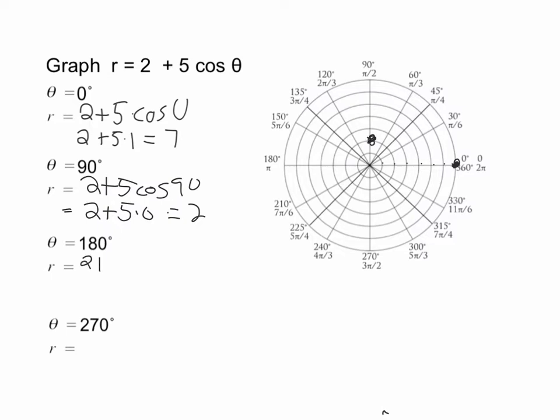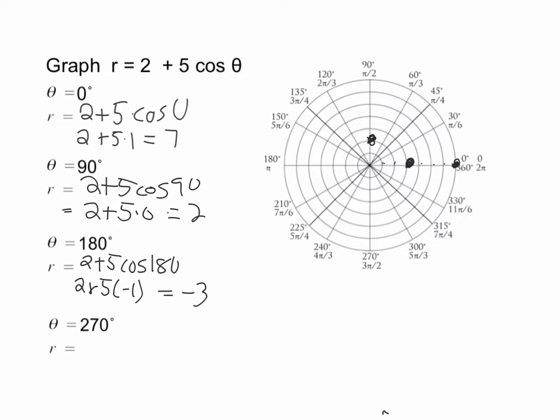Next I have 2 plus 5 cosine of 180. The cosine of 180 is negative 1. So here's where things are a little bit weird. That gives me 2 plus 5 times negative 1, which would be 2 minus 5, which is negative 3. So I'm facing 180, but I'm walking backwards 3 steps, which puts me on that side of the 0 again.